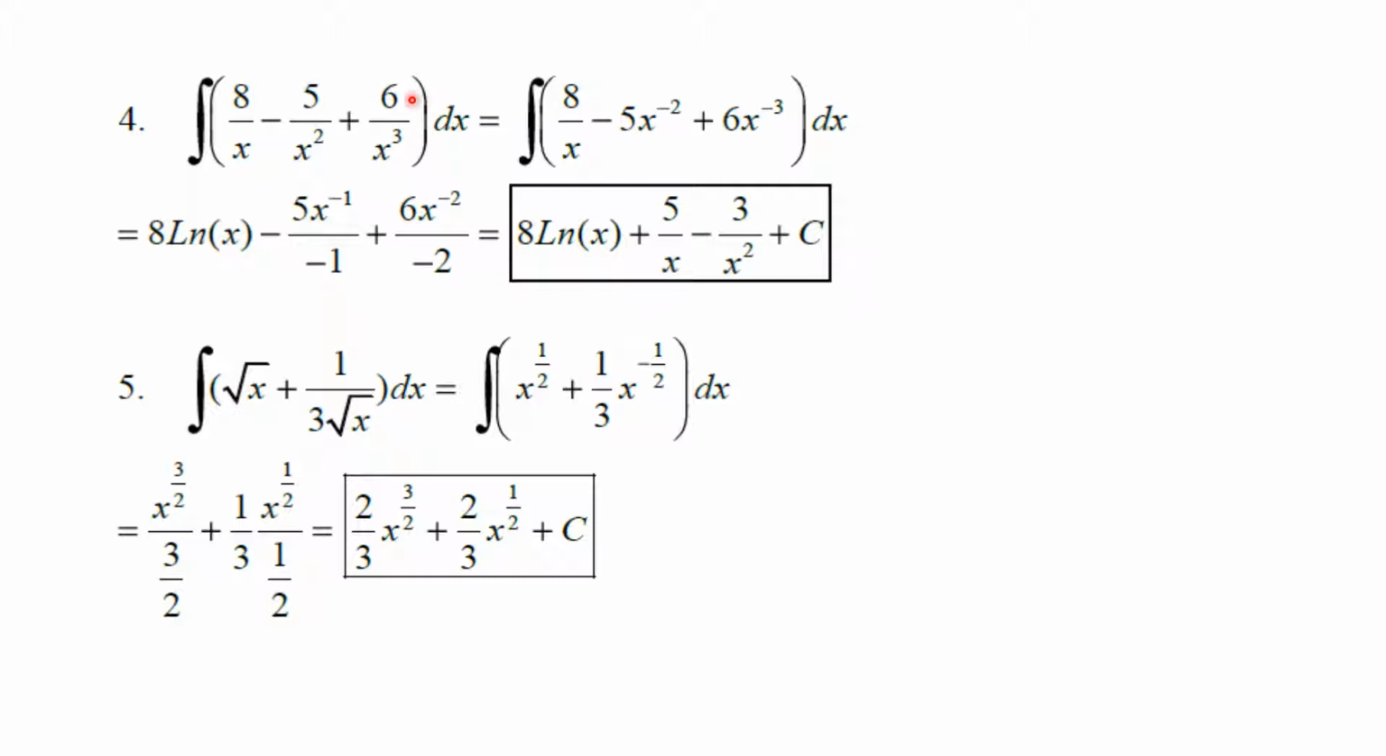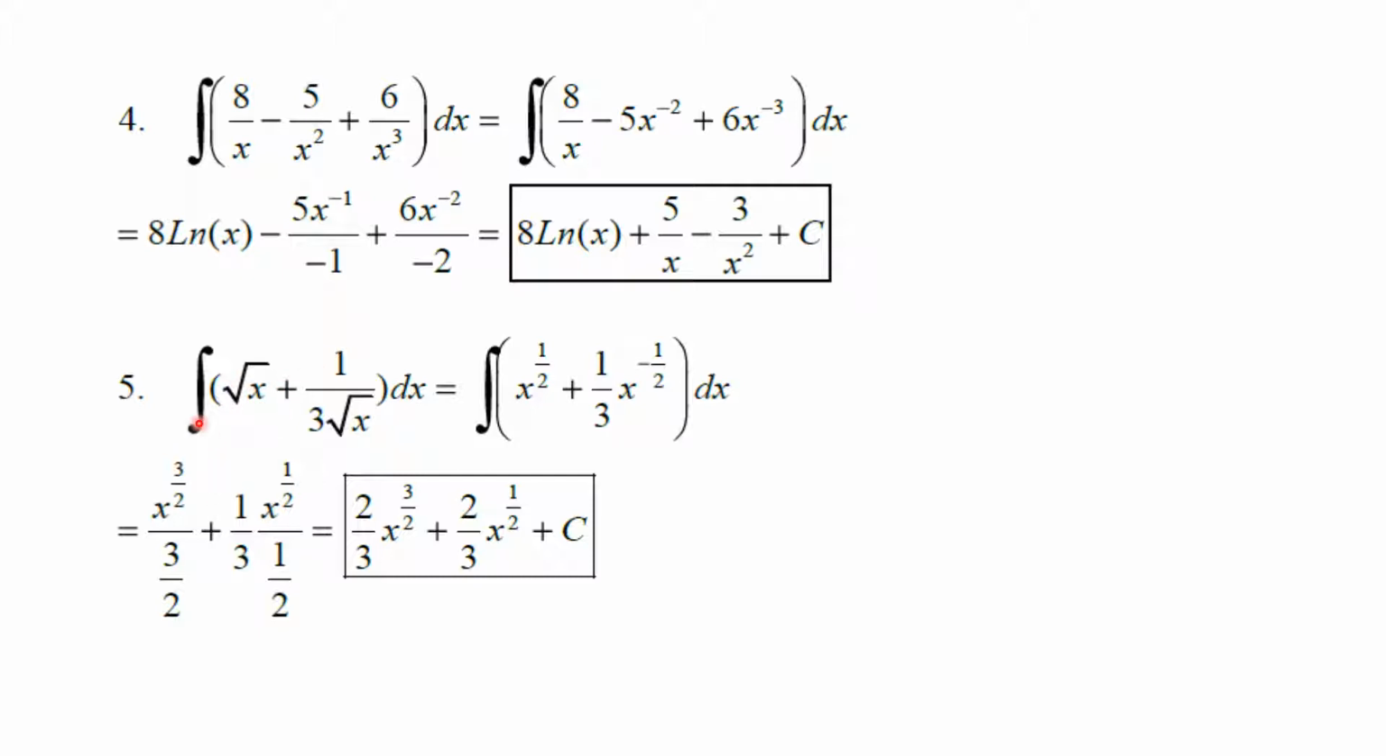And integrating 6 over x cubed is actually integrating 6 multiplied by x to the negative 3. So therefore, this can be integrated such as 6x to the negative 2 over negative 2. So it will result in minus 3 over x squared. And of course, again, don't forget to add your c because c is the constant for the integration for an indefinite integral. Same goes for the next question, number 5.